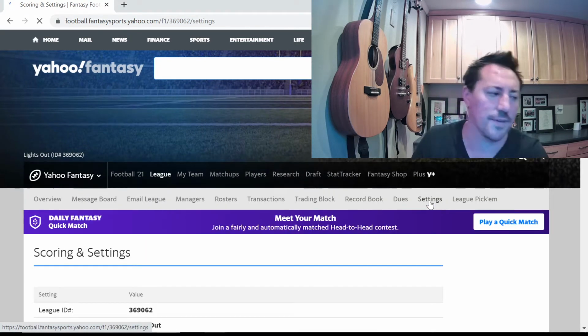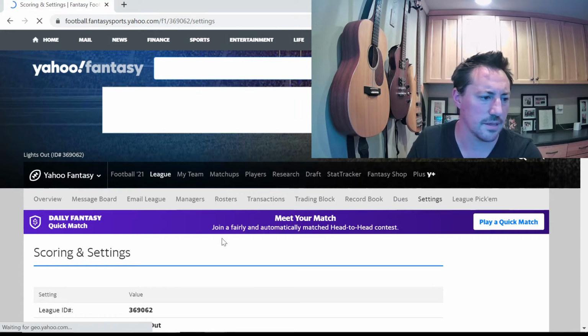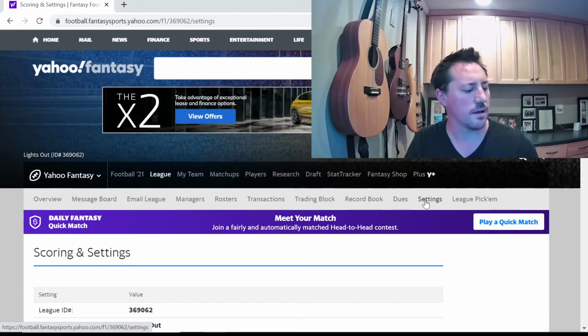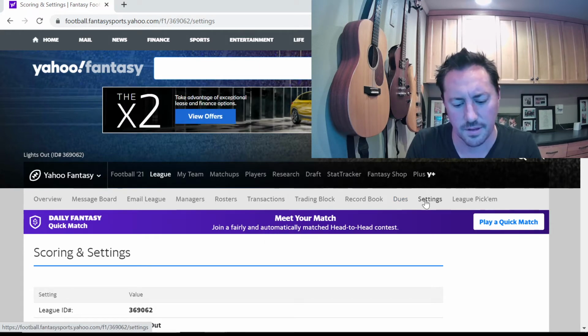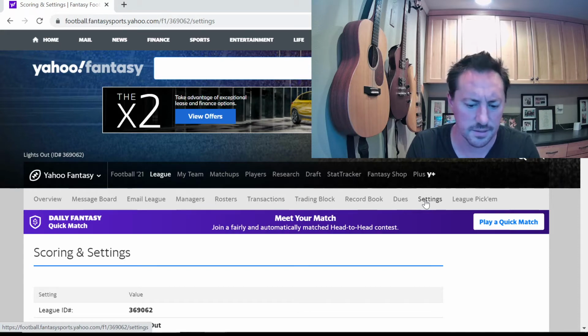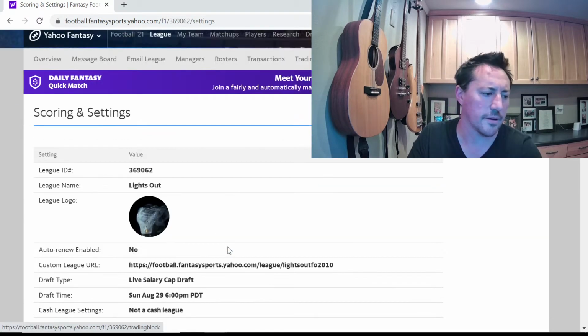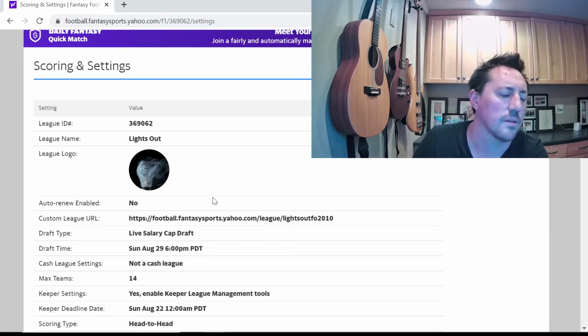So, I'm in Yahoo Fantasy, so I clicked on my league and I went over to settings. You can also get there on the app. If you're at the app, you can go down to where it says league, and then on the top right it says settings, and you want to click league settings. And what you're looking for when you go to league settings is you want to see how you're going to get points, and you want to look for positional advantages, I call them.